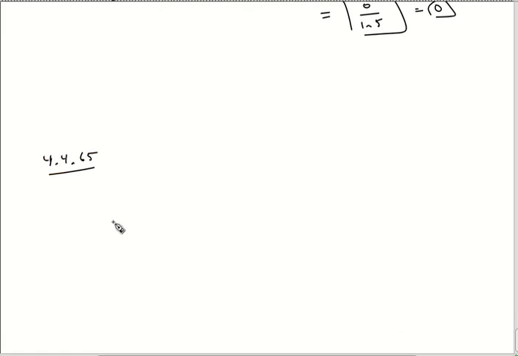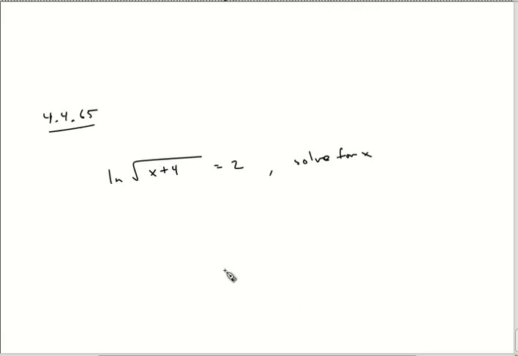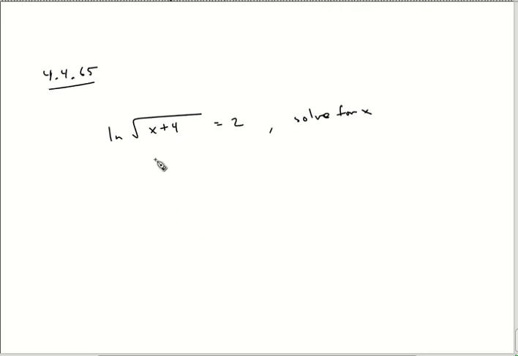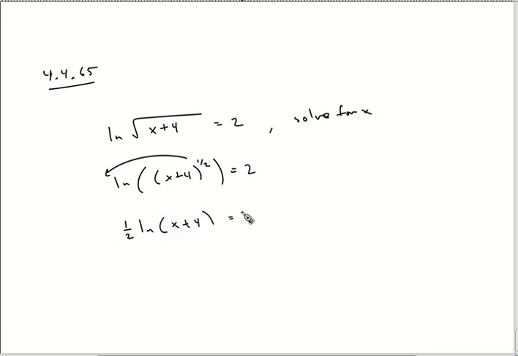465. So I've got ln of the square root of x plus 4 equals 2, and I just need to solve for x. Now, this square root technically is a 1/2 power. And so I can move that half power to the front, leaving ln of x plus 4 right here equals 2.